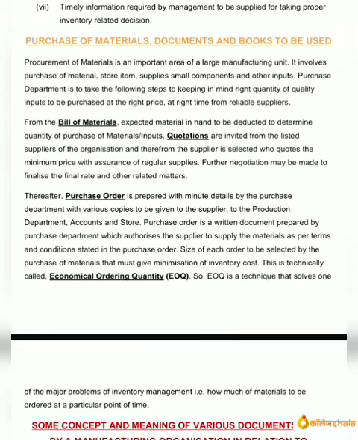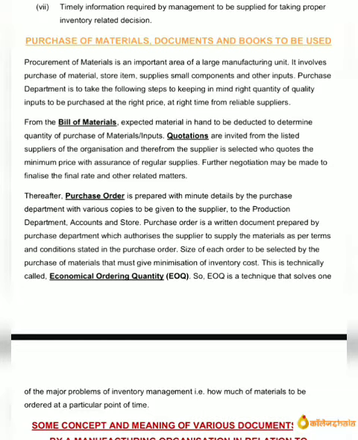Purchase department is to take certain steps keeping in mind that the right quantity of material along with proper quality is to be purchased at the right time and at a right price from a reliable supplier. For this purpose, some additional points are also to be kept in mind, and some documents are to be used. First one is bill of material.